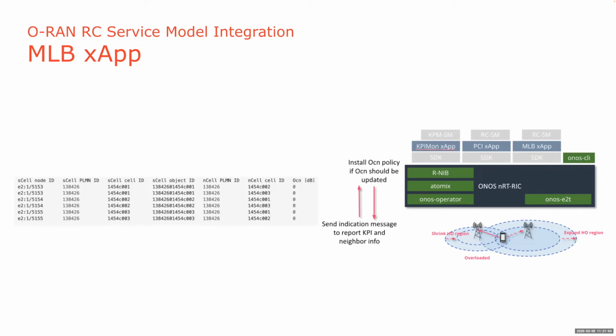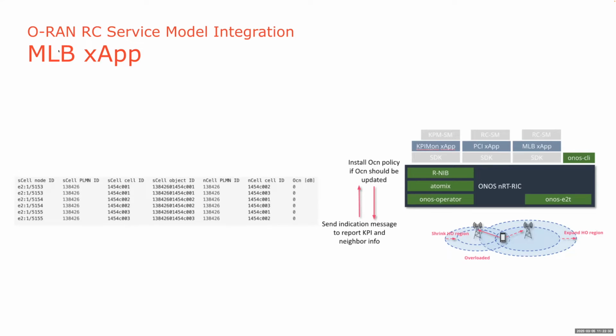And the second one is that the PCI-X application is also needed because, like I mentioned earlier, with the PCI-X application, each cell will send the neighbor cell list, right? So by using the PCI-X application, the near real-time RIC can get some global network view, like which cells are this cell's neighbor cells. That kind of global view we can get by using the PCI-X application. So to get the load and the neighbor cell list, the MLB-X application has to work along with the KPI Monitor xApp and the PCI-X application.